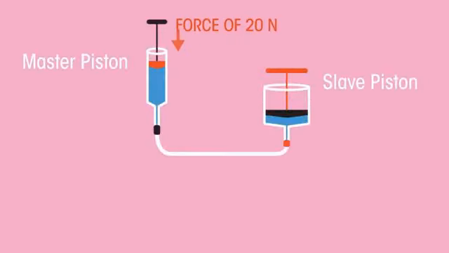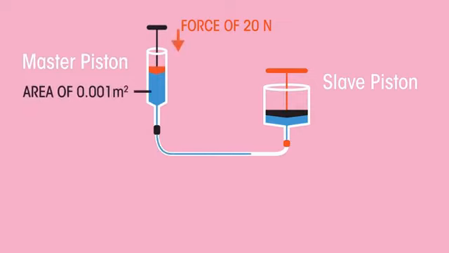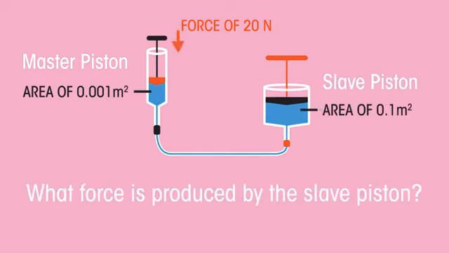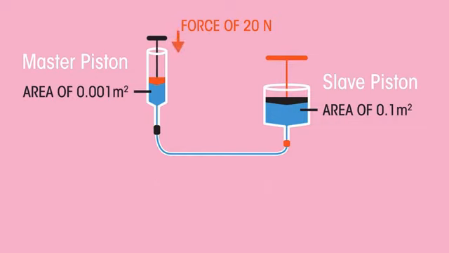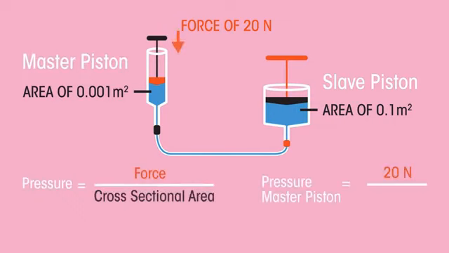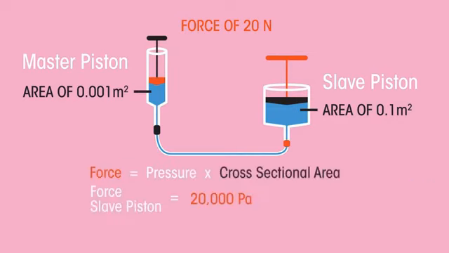A force of 20 newtons is applied to the master piston, which has an area of 0.001 meters squared. The slave piston has a surface area of 0.1 meters squared. What force is produced by the slave piston? First, we need to calculate the pressure produced by the master piston. So, 20 newtons divided by 0.001 meters squared to give 20,000 pascals. Now we can calculate the force produced by the slave piston. So 20,000 times 0.1 meters squared to give 2,000 newtons.